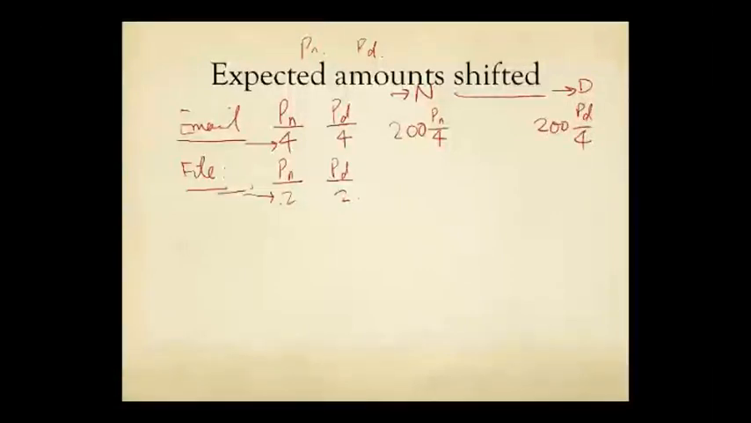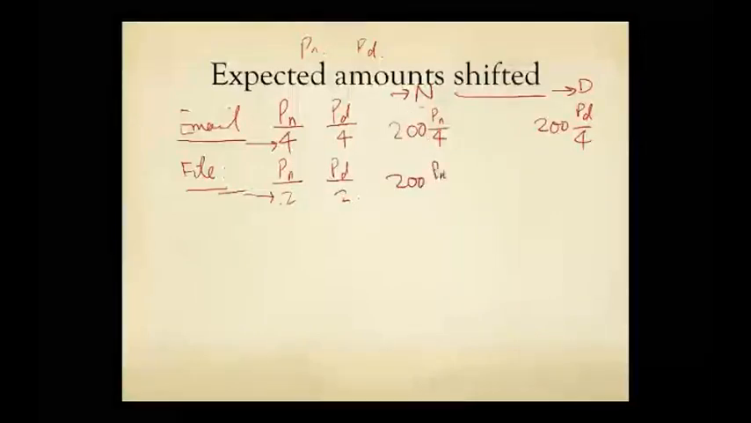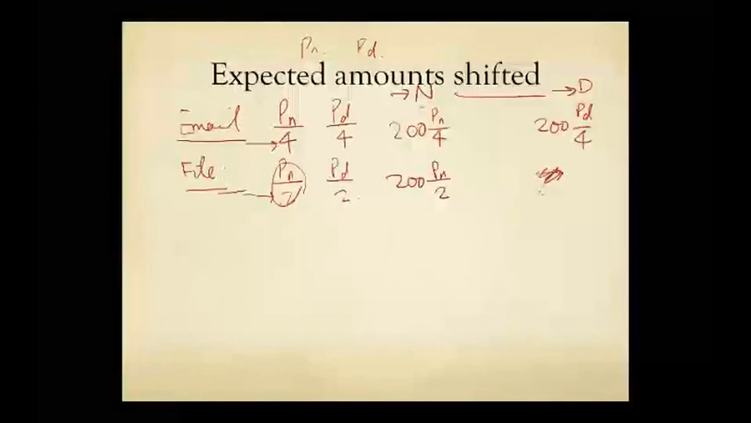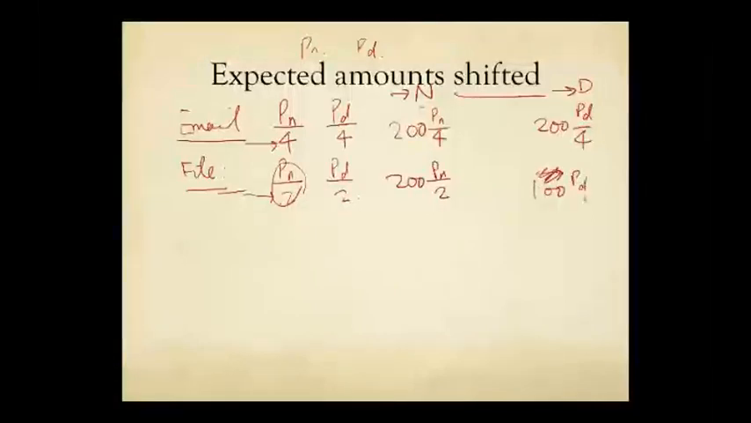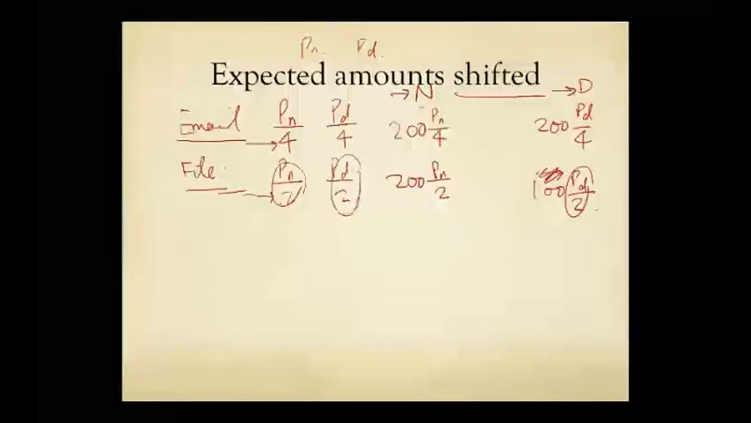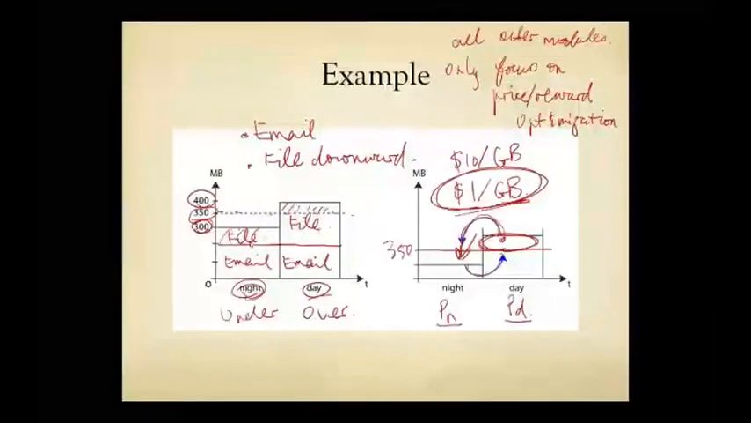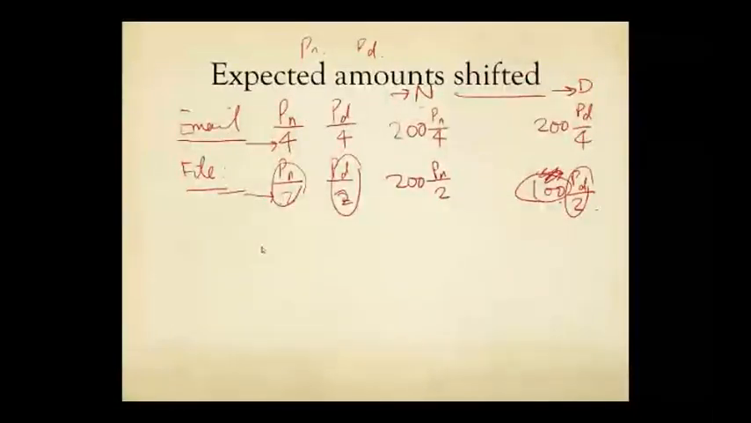And for file transfer, the amount shifted into nighttime is 200 Pn over 2 now. And then the amount shifted into daytime is simply 100 PD over 2, because of this factor, and 100 because it was 100 units to start out with. 100 units during nighttime. So the amount that can possibly be shifted into daytime has a basis of 100 units.